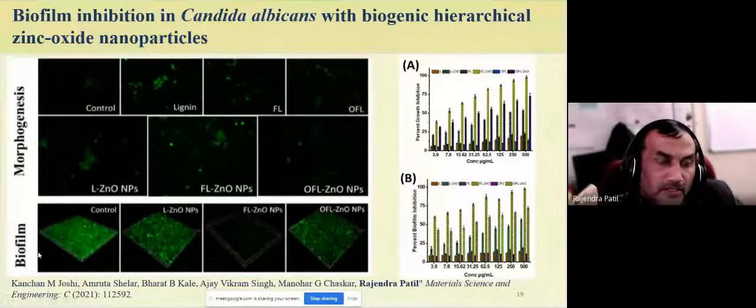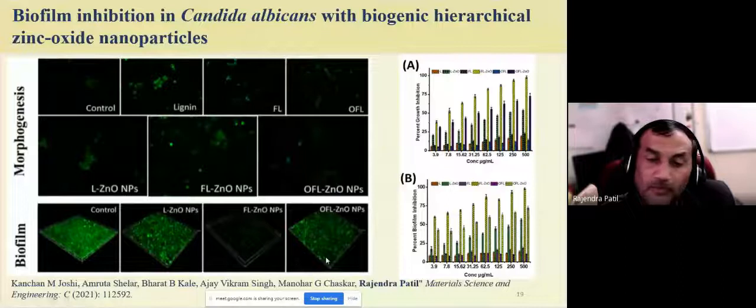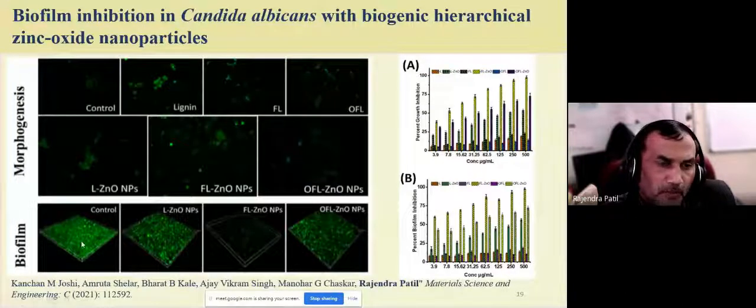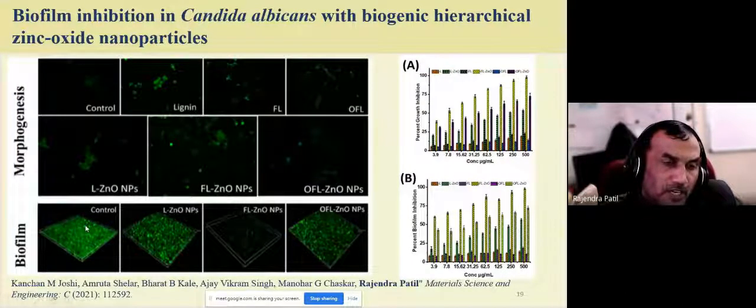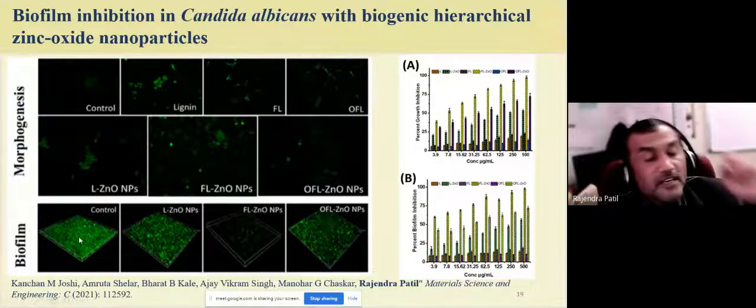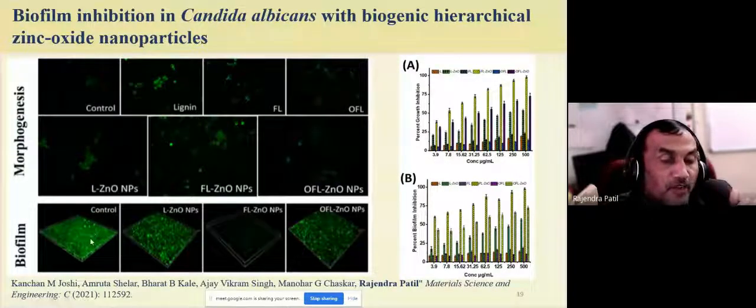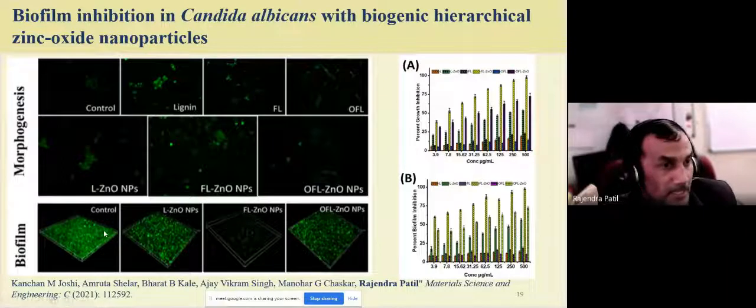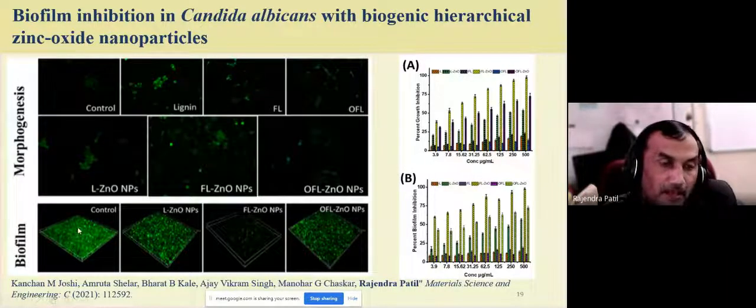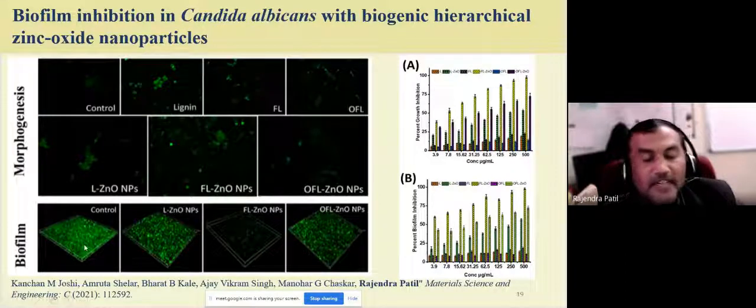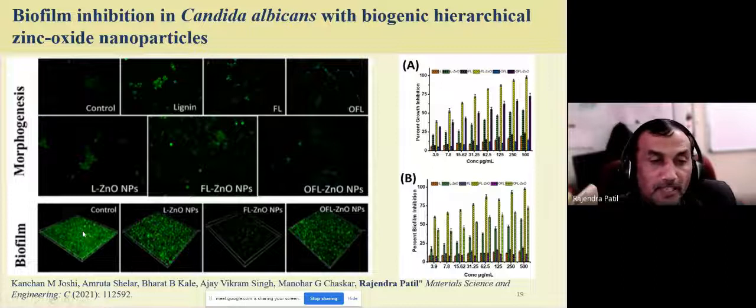We studied the biofilm inhibition using confocal laser scanning microscopy. To give a brief account, in the control, the biofilm has a mannose unit, and we used concanavalin A, which has a high affinity towards the mannose unit of the biofilm. So definitely, in the control cells, which synthesize the highest amount of biofilm, concanavalin A is absorbed, and when this film is excited with a 580 nanometer wavelength, it appears green.